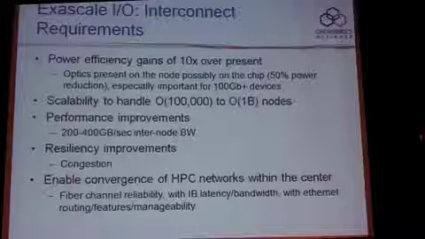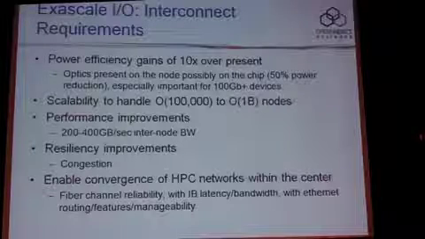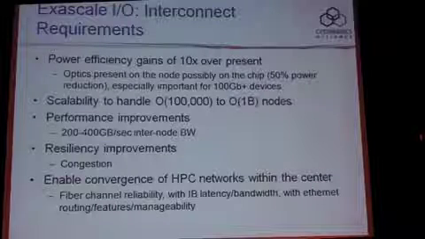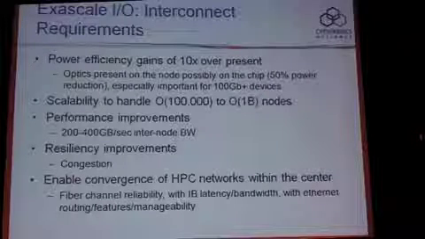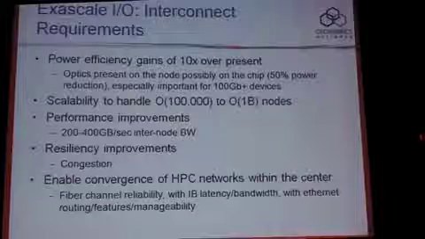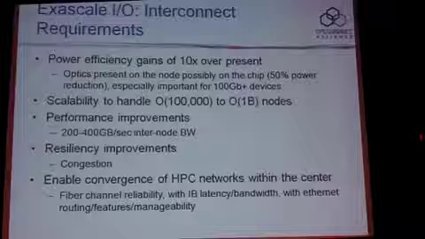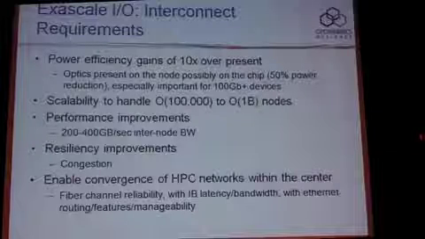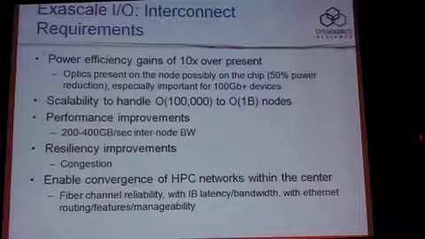I don't see that happening, and I gave this some thought and thought, we really need Fibre Channel reliability. Everyone hates Fibre Channel, but the truth is it's still in a lot of the centers, and it still is ultimately very reliable compared to the other network options we have, at least for I/O. We need the IB latency and bandwidth, and we need Ethernet features, basically routing, manageability, and other things in one network if convergence is going to happen.